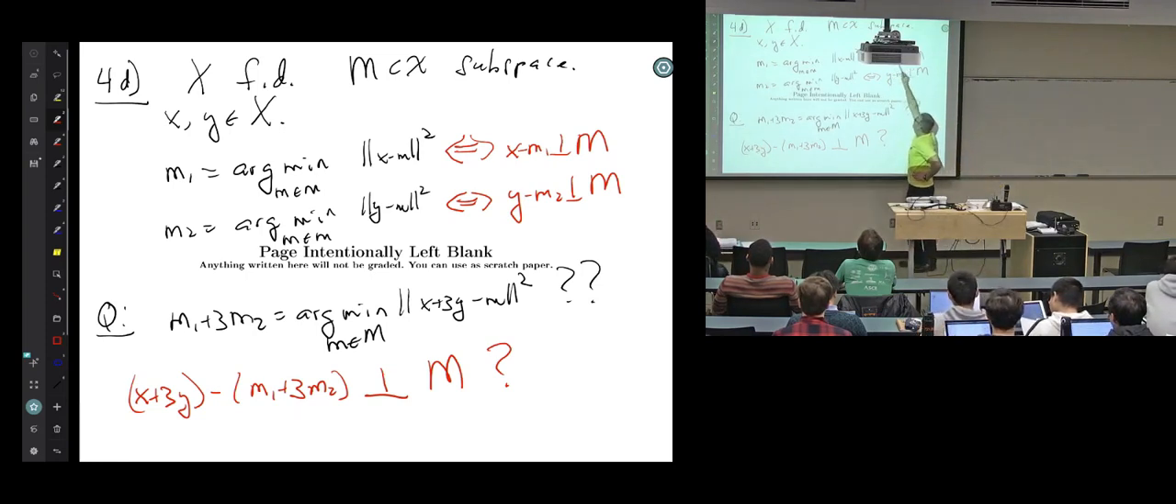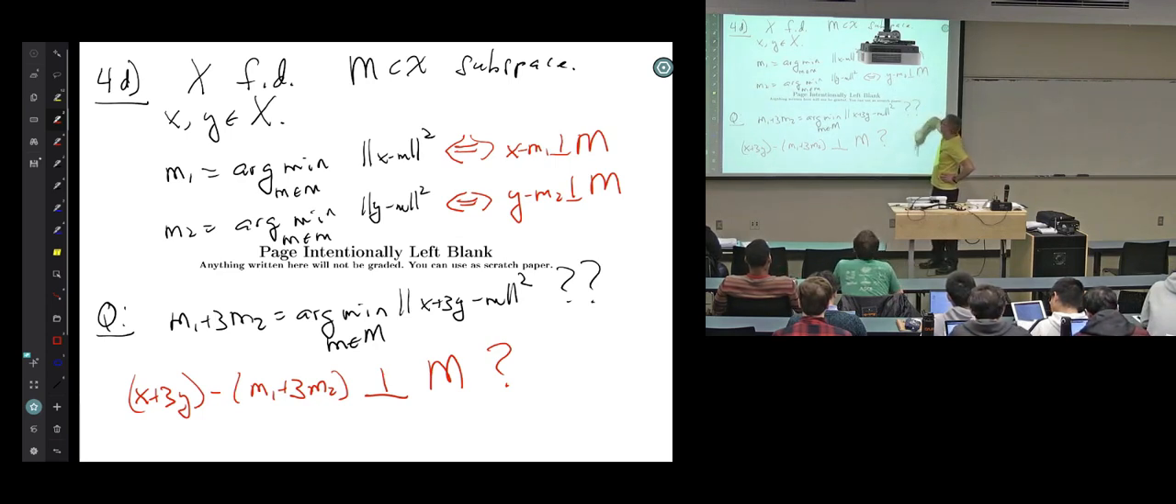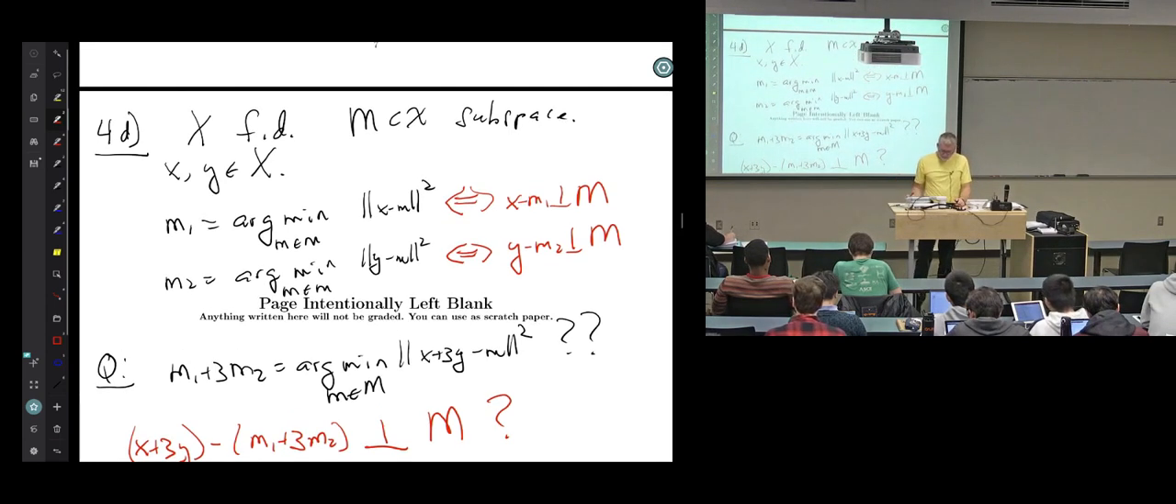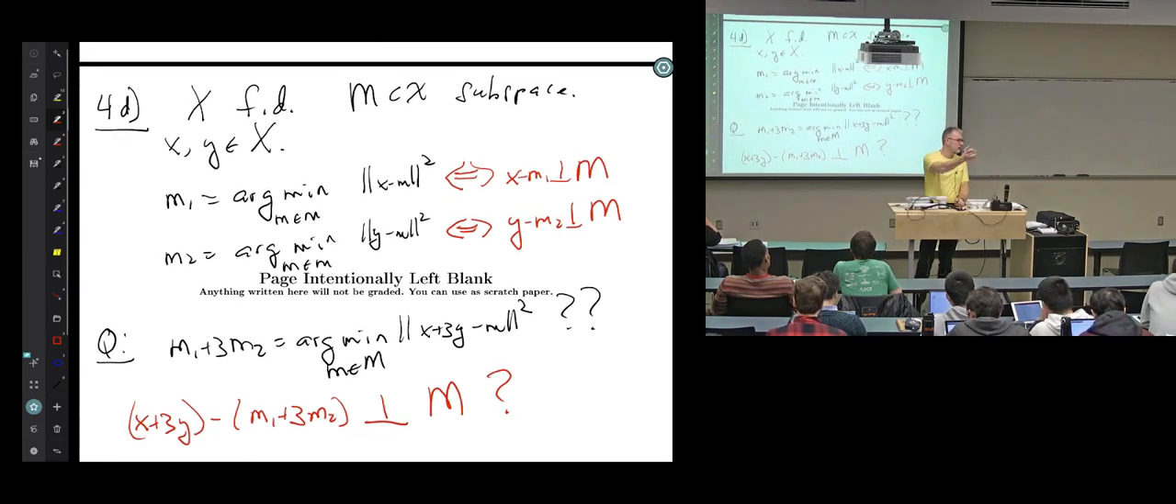If this vector is orthogonal to M, any scalar times it is still orthogonal to M. I add them up, their inner products are 0, so the sum has inner product 0. So the answer is this minus this is still orthogonal to M. And that's what the problem is really asking you. This was one of the exercises that I gave you when we did the projection theorem. This is 4D.